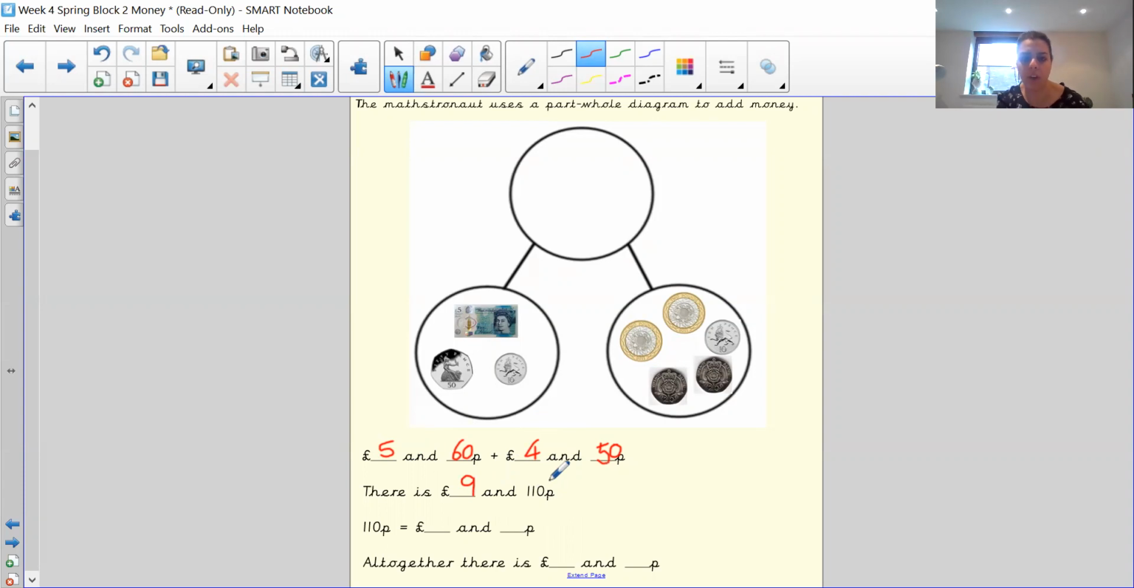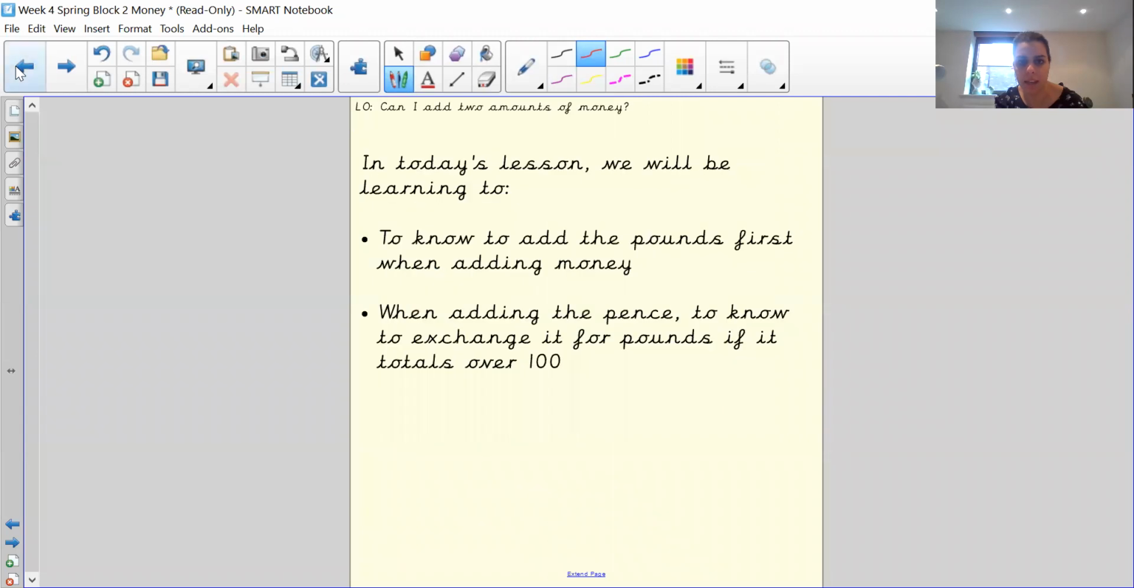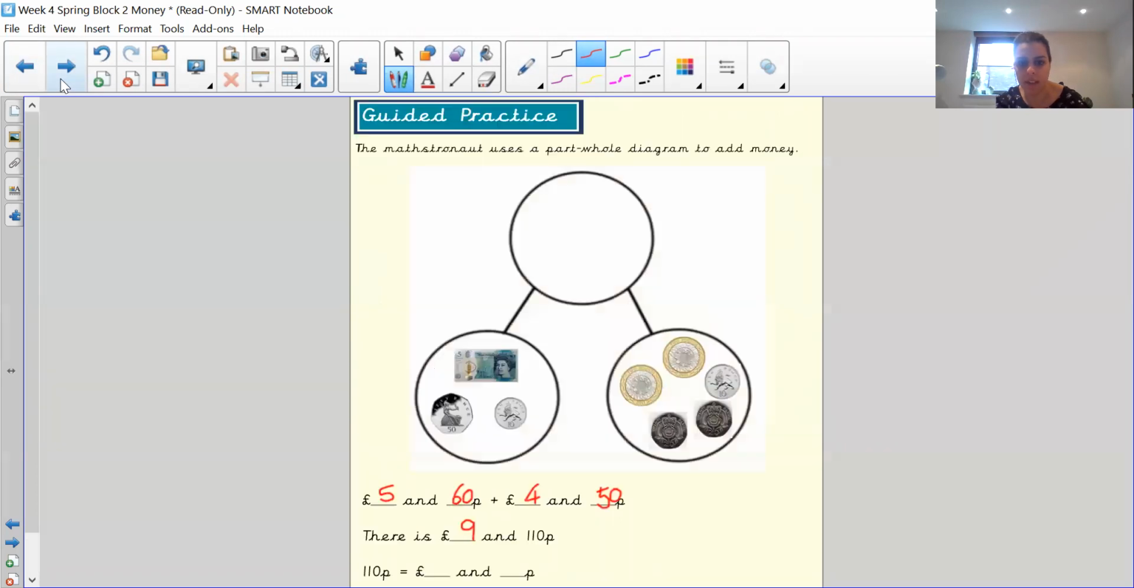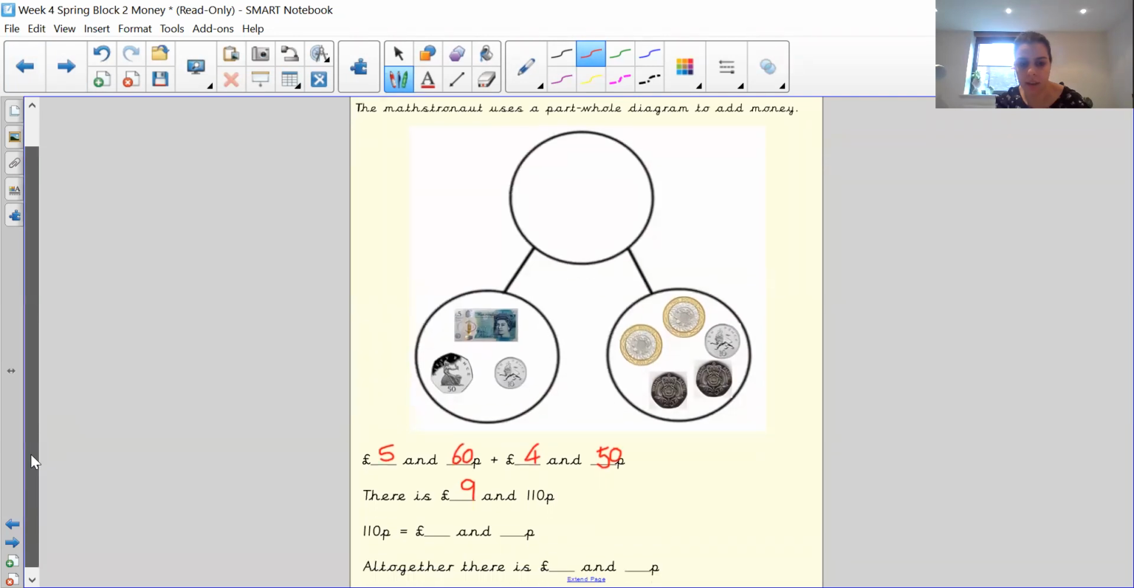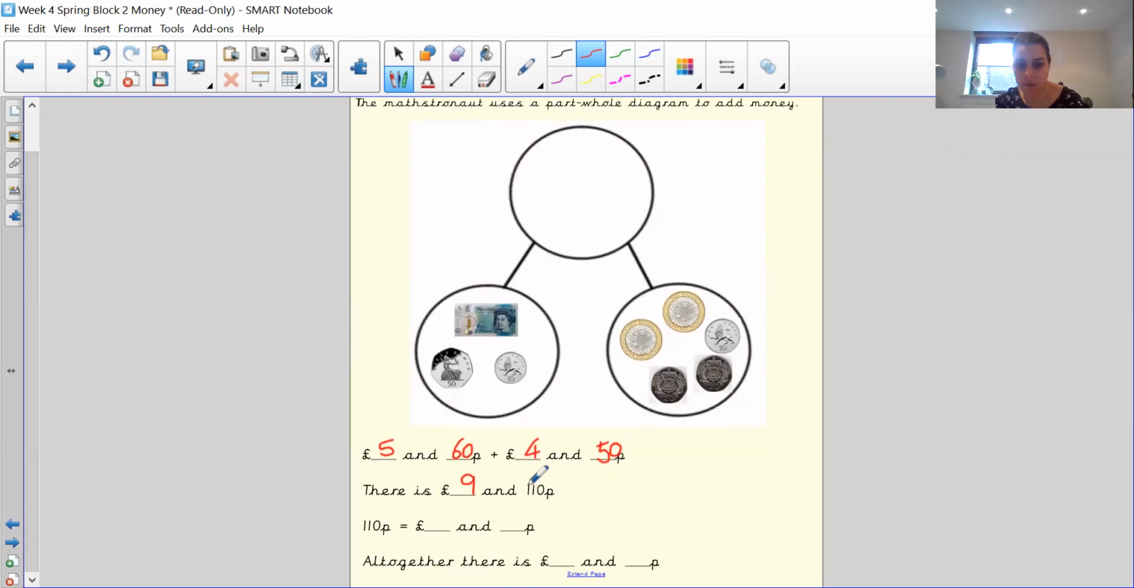Now, if you remember when we looked at our success criteria earlier on, I'm just going to go back for a minute. It said on here, when adding the pence, to know to exchange it for pounds if it totals over 100. Now, this does total over 100 because it's 110 pence. Now, 110 pence, therefore, is £1 and 10 pence. So here, where it says what it is, it's £1 and 10 pence. That is what 110 pence is.